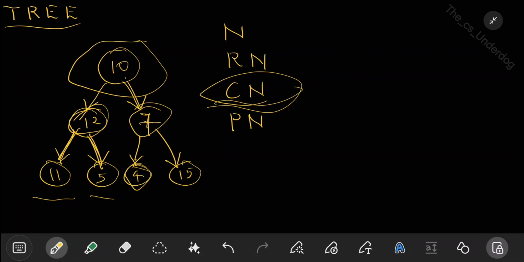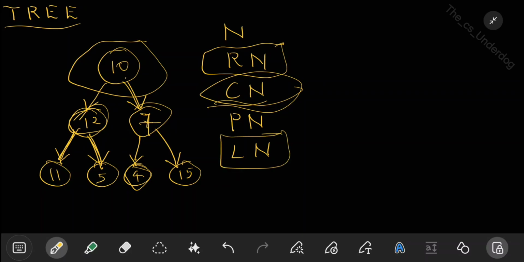Then let us also understand leaf nodes. Leaf nodes are the nodes at the lowest level. So these are the leaf nodes. The speciality of a leaf node is that it won't have any children. All other nodes will have some other node as a child. But a leaf node will not have any children. So if a node does not have any parent, it is called the root node. If a node does not have any children, it is called a leaf node.